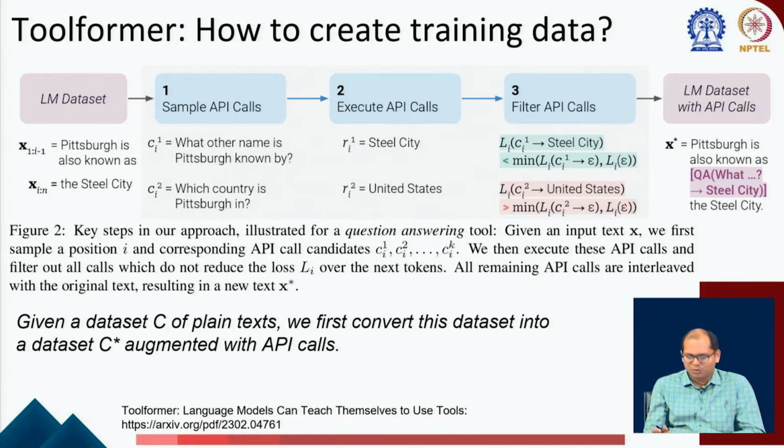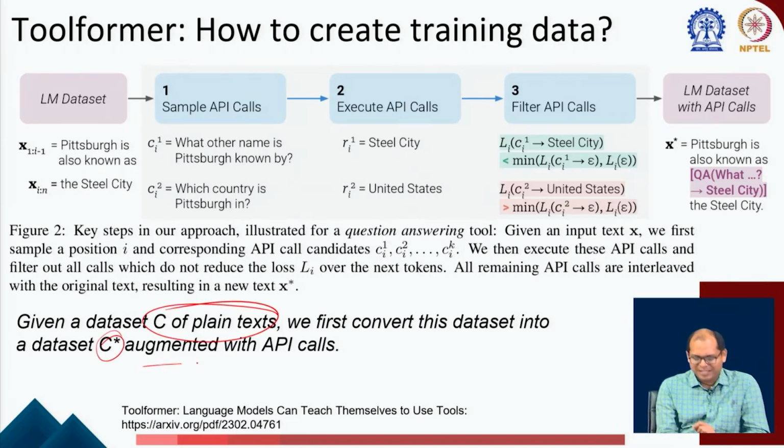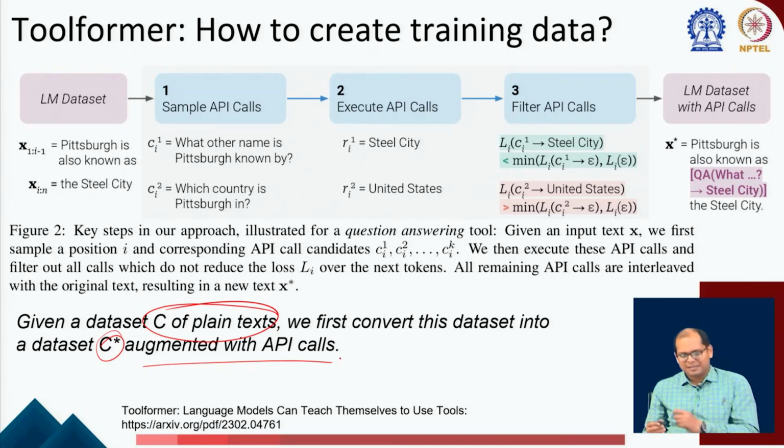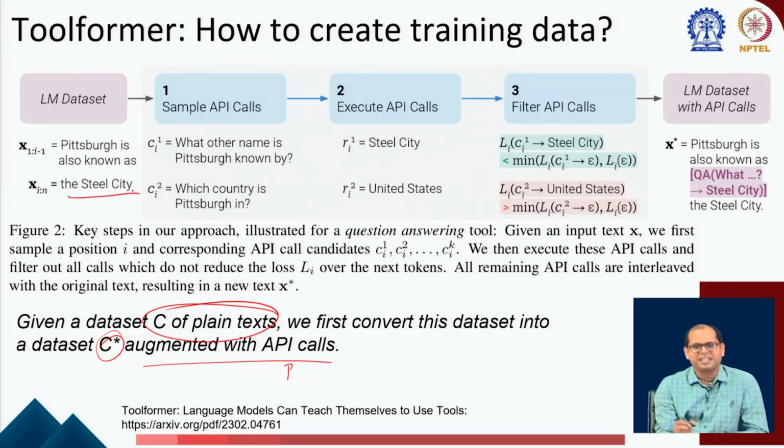So they will have a data set of plain text only. Now they will convert it to a data set augmented with API calls. That was the most interesting part of this paper: they can take any data set and augment it with API calls. How exactly? Say you have a given text, like 'Pittsburgh is also known as the Steel City.' That's already known to you, right?